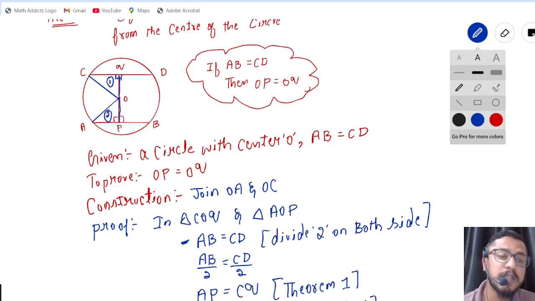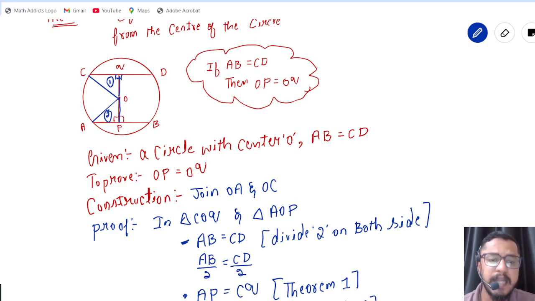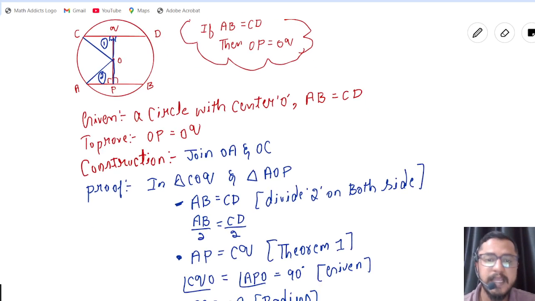And you have to mention the reason here, because see here AB by 2, how can I write it is AP? Because from the first theorem, what does the first theorem say? A line segment drawn from the center perpendicular to the chord bisects the chord. With the help of that theorem only, AB by 2 I can write as AP. Is that clear? So you have to mention the reason here, the theorem, but you don't write it as theorem 1. You write the entire definition. What does the definition say? A line segment drawn from the center perpendicular to the chord bisects the chord. Okay, just go through the theorem once again.